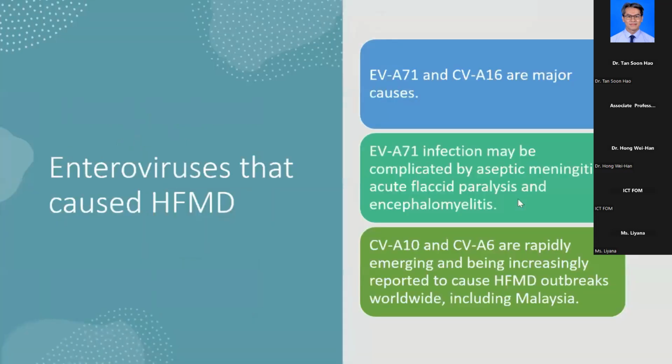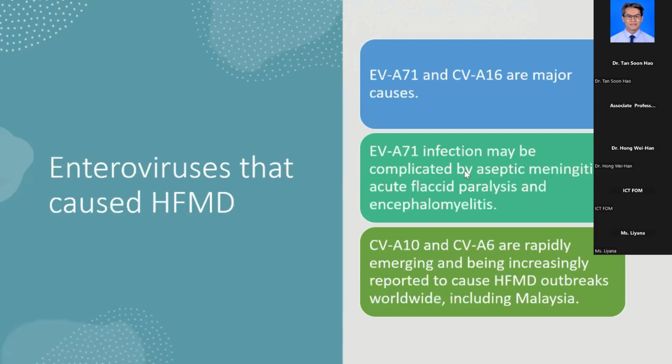So what are the enteroviruses that usually cause HFMD? Typically it is caused by enterovirus A71 and Coxsackievirus A16. They are the major cause so far. But recently we have seen a rise in other enteroviruses that are also able to cause HFMD, in particular Coxsackievirus A6. And the danger of this disease, as mentioned in the early slides, is that sometimes it can cause CNS complications, but this is quite rare, usually less than 1%.